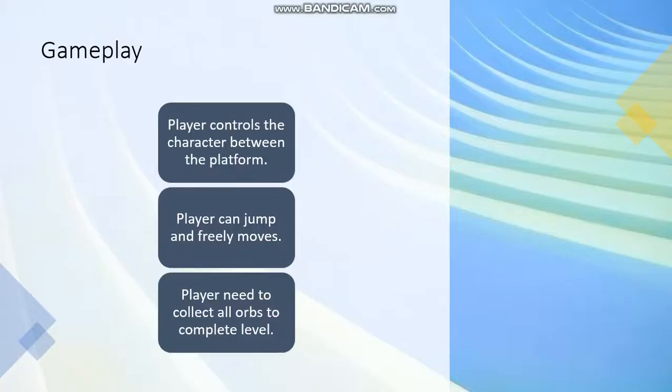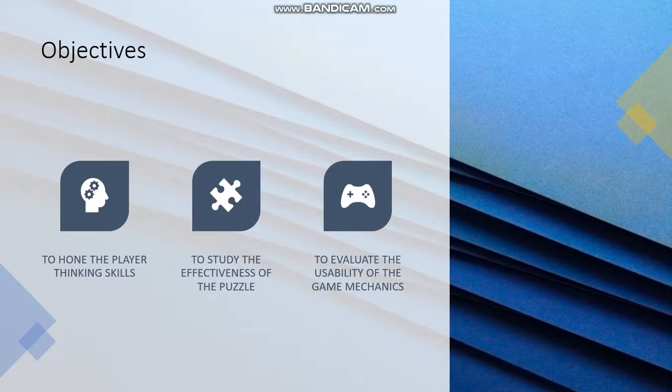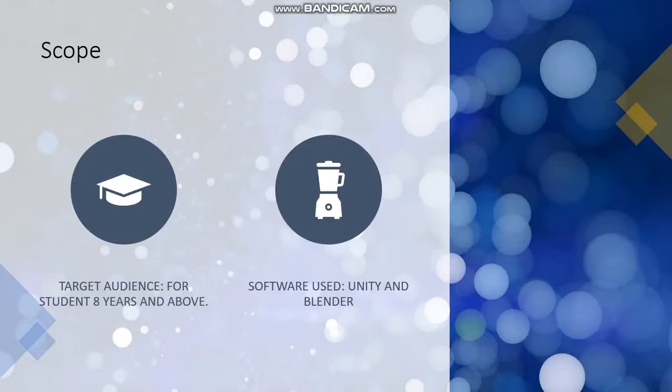Okay. The gameplay: the player controls the character between the platforms. Second, the player can jump and move freely. The player needs to collect all orbs to complete the level. The objectives are to hone the player's thinking skills, to study the effectiveness of the puzzle, and third, to evaluate the usability of the game mechanics.